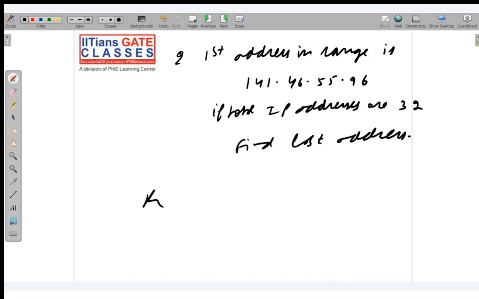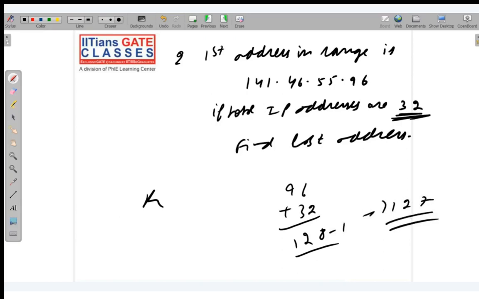So what they are saying is the first address in range is 141.46.55.96. Total IP addresses are 32, and we have to find the last address. So you just reverse the procedure. First address is this, na? So only 32 addresses are there. So 96 plus 32, you will say 6 plus 2 is 8, 128 is there. Okay, total 32 IP addresses were there. Last address you have to find. So for the last address, since to get 32 you have added 1, you will subtract 1 here. So what will be our answer? 127. Please let me know if anybody is having any doubt.